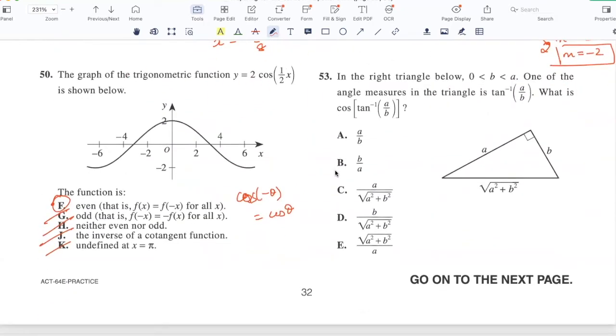Okay, in the right triangle below, 0 is less than b is less than a. One of the angle measures is tan inverse a by b. What is cos of that angle? Okay, so let's say that tan inverse a by b is theta, then tan theta is a by b, right? So opposite by base, so that means this is theta, right? So if theta is this, then what is cos theta? Cos theta would be base over hypotenuse. So b divided by root of a squared plus b squared. So D.